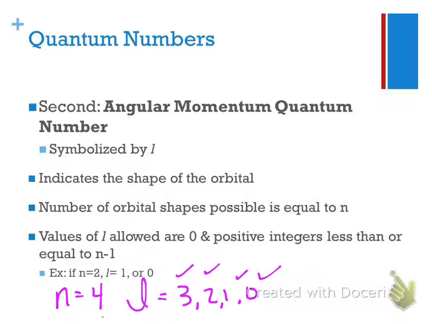Now is where it gets a little more tricky, because the shape of that orbital is identified with a letter. Keep these numbers in mind. If n is equal to 4, we're on the 4th energy level, which means we could have 4 shapes of our orbitals. Now let's look at how these numbers of L identify with a certain shape, because that's how it works.